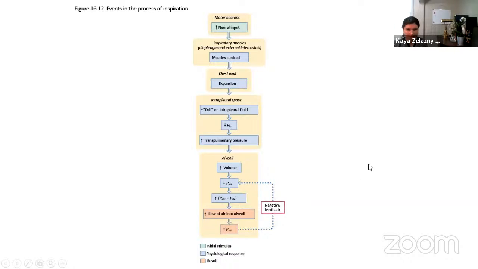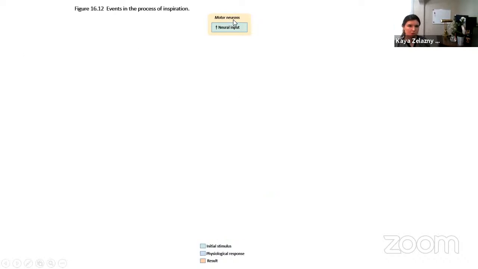Which means that your book also has a flow chart for this. So we can step through this as well. This is basically saying the same thing we just said in those bullet points, in words. So we have our motor neurons increasing their neural input, right? So we're sending action potentials down those nerves.